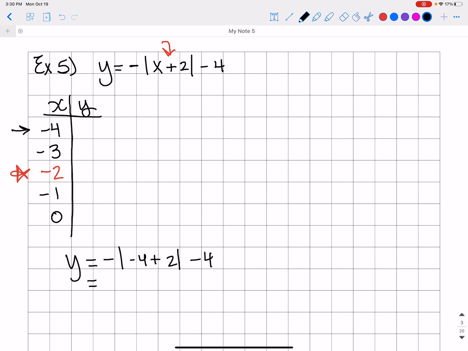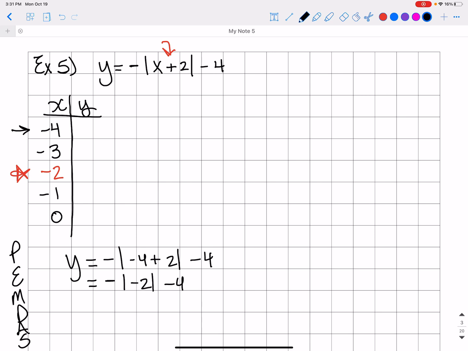So PEMDAS says, again, let's look at this, parentheses, exponents. So I'm going to work inside my absolute value first, then multiplication and division. So my multiplication and division is going to be that negative out front, and then addition and subtraction is going to be my negative 4 at the end. So let's work on just inside those parentheses for right now. So leave that negative alone. Negative 4 plus 2 is negative 2 minus 4.